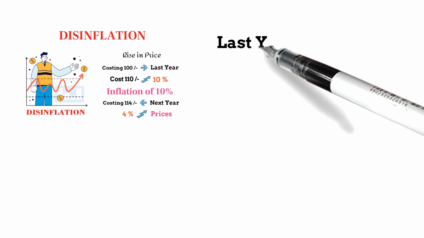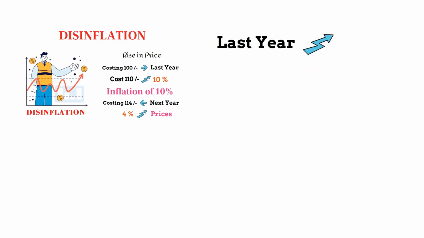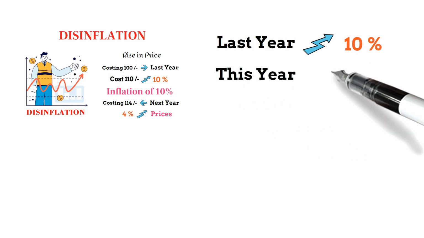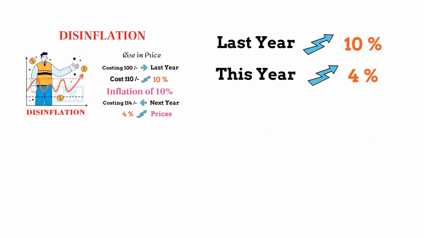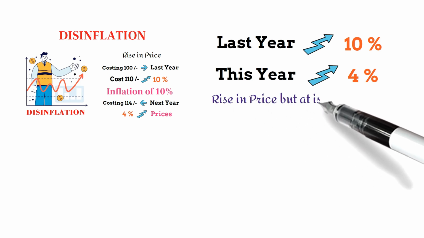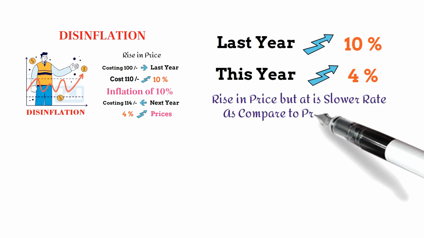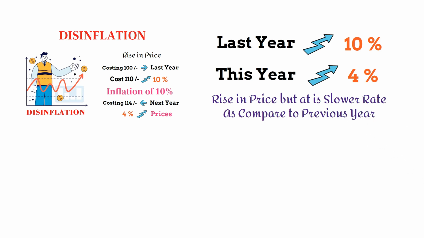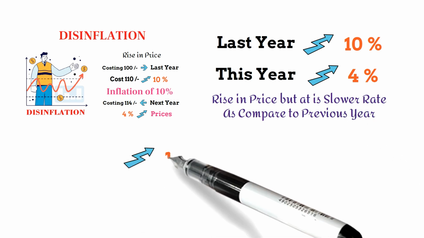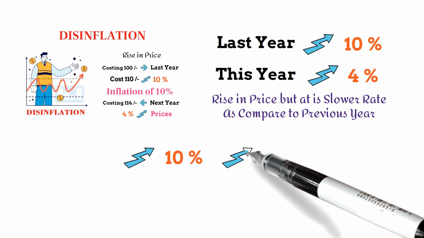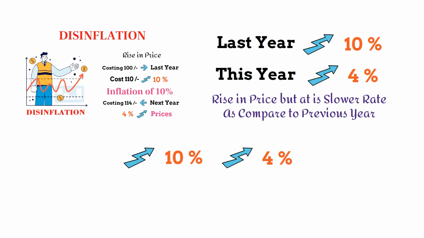But as compared to last year when the price increased by 10%, this year the price has increased by just 4%. So you can say that there is still a rise in prices but at a slower rate compared to the previous year. Okay, earlier it was rising by 10%, now it was rising by merely 4%. So this is known as disinflation.